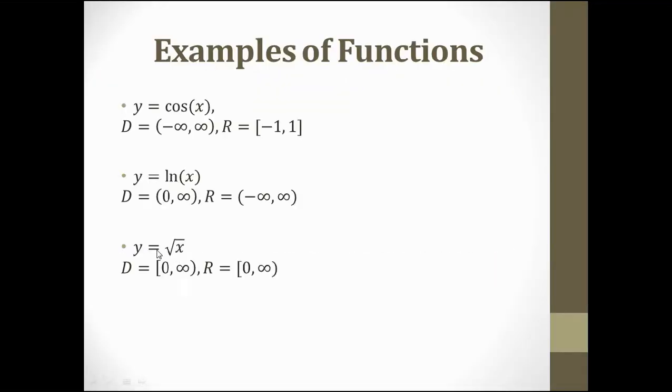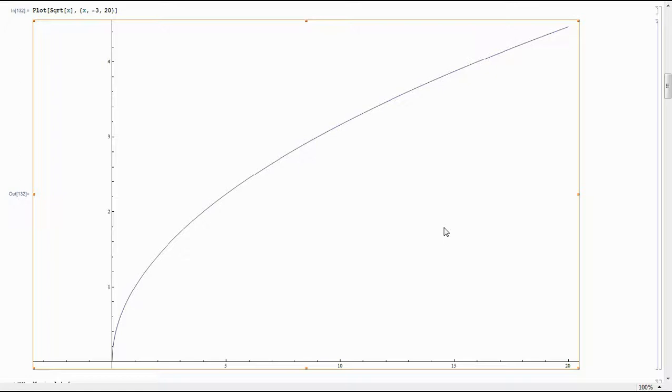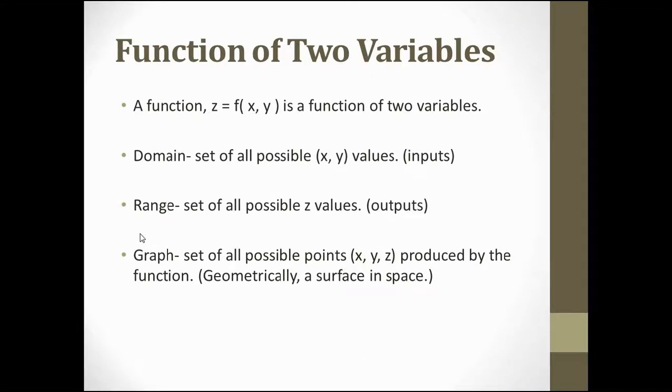As the x value increases, the y value increases as well, although it's a small increment. Lastly, we have y equals square root of x. Its domain is the set of all real numbers from 0, and its range is the set of all real numbers from 0 as well. Let's take a look at its graph. So this is the graph of y equals square root of x. We see that it starts from 0 and goes up to infinity. Alright, so that's all for functions of a single variable.